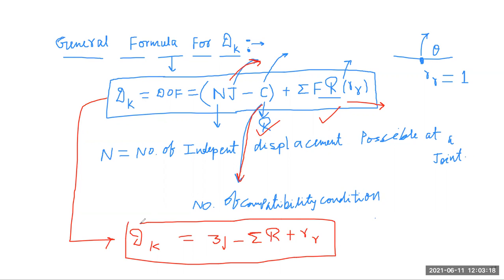So in the next class I will discuss how we take 3 as number of independent displacement possible at a joint for your plane rigid frame. So basically we take n value as 3, j is common, r value or c value is common, and also your RR value is common. So just by using this formula we find dk of any structure.